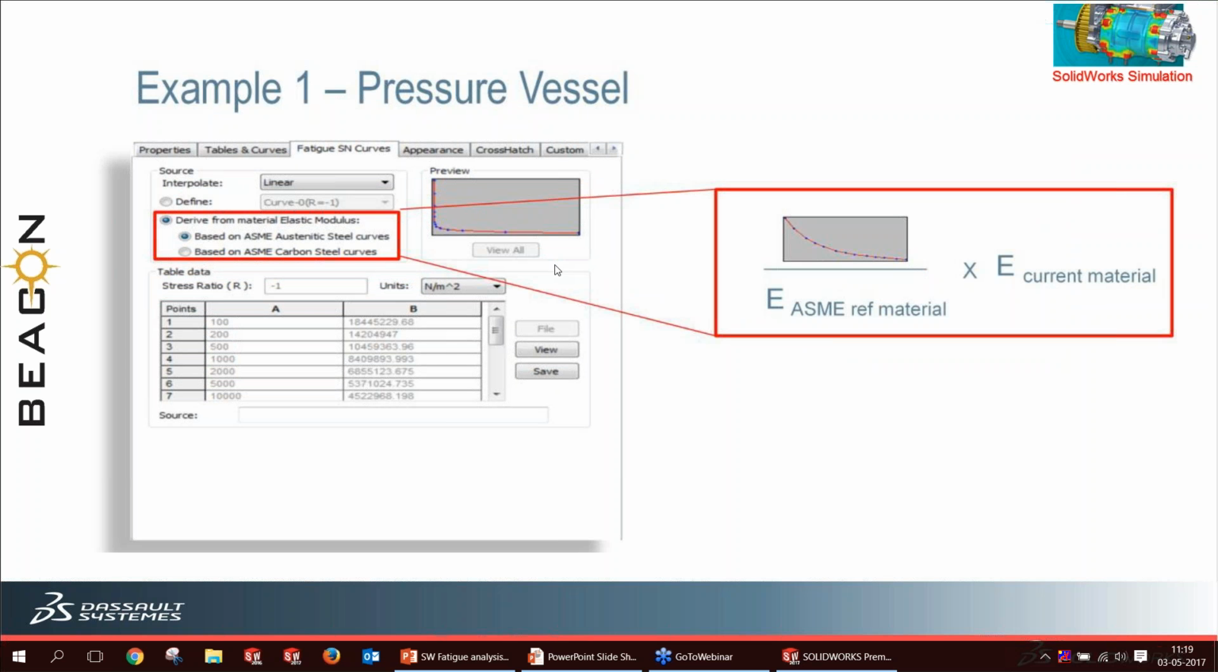Sometimes, or many times, we don't have that SN curve. What you have to do is derive it based on the elastic modulus. This is considered from the ASME standards, where we consider the austenitic steel curves. From that, it will automatically calculate the SN curves. Again, it is an approximation. If you want a more accurate result, you had better go for the SN curves of the material which you are going to use.